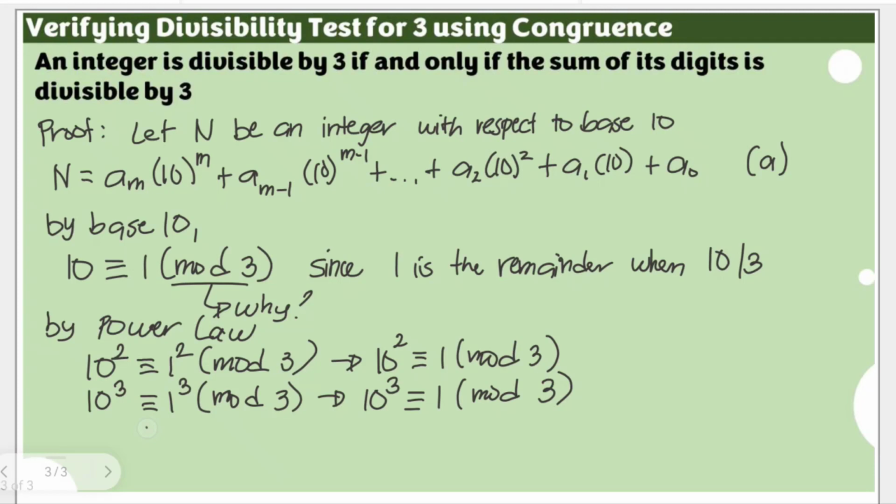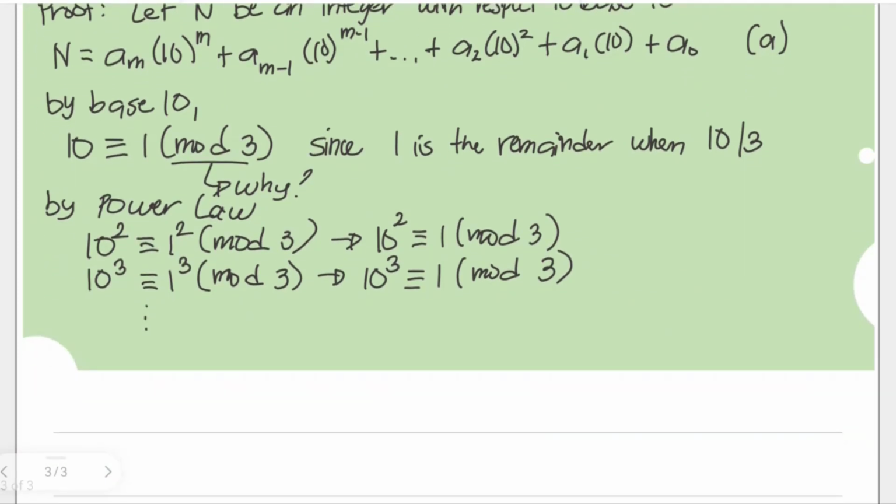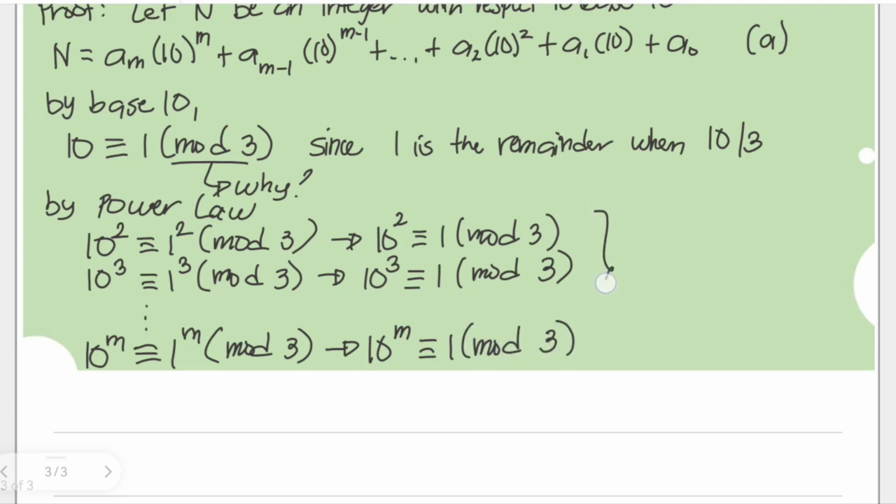And of course, if we increase it to a certain m, they are still congruent to 1 to the power of m modulo 3. As long as m is an integer, 10 to the power of m is just congruent to 1 modulo 3. All of these are using the power law, which is actually taken from this first congruence. Let's call this B. So we have now our equation A and our relationship B.